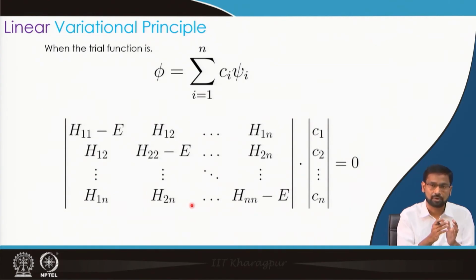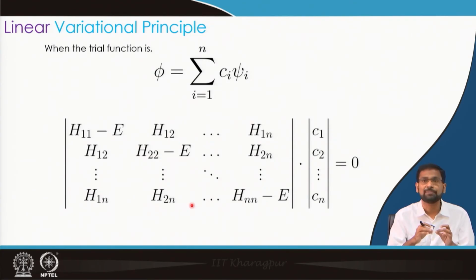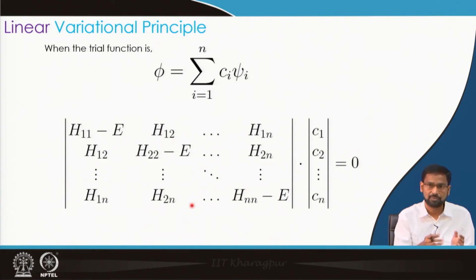So, I will have n number of eigenvalues, and for each eigenvalue I will have a one dimensional array as the corresponding eigenvector. Therefore, the eigenvector matrix will be n by n, and the eigenvalue matrix will be a one dimensional array of n number of energy values. So, this becomes the general formulation of the linear variational principle.